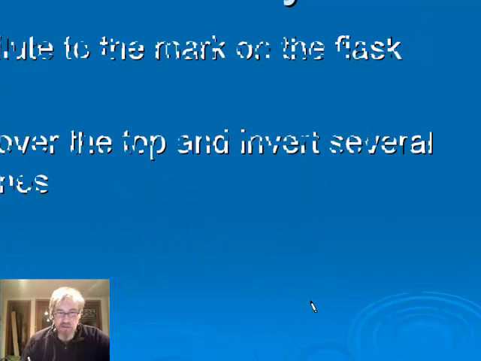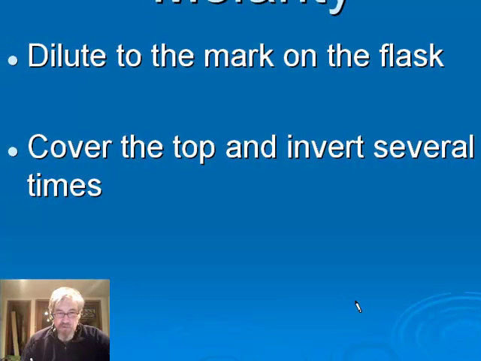The next step is I'm going to dilute to the mark on the flask, and then just before I get to the top, I'm going to cover it and I'm going to invert several times to make sure that it's all mixed. And when you're doing this, you can actually see the solutions mixing because they interact with light in different ways depending on their concentration. When you can no longer see this sort of swirling light effect, you know that it's all mixed, and then you can top it all the way off to the mark.